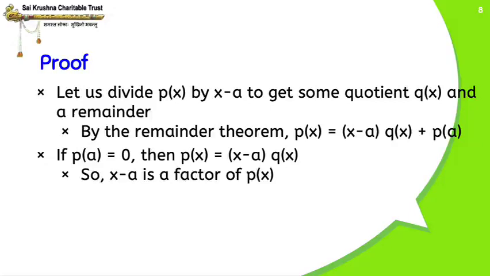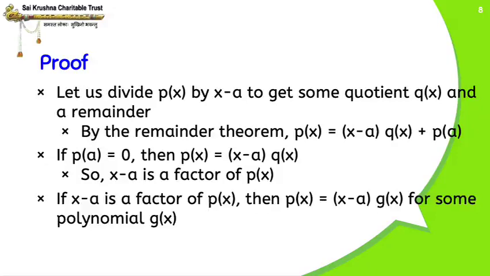So x minus a is a factor of p of x because p of x can be written as x minus a times another polynomial. Okay. Now let us say instead we just know the fact that x minus a is a factor of p of x. Then p of x is x minus a times g of x for some polynomial g of x by the definition of what a factor is.